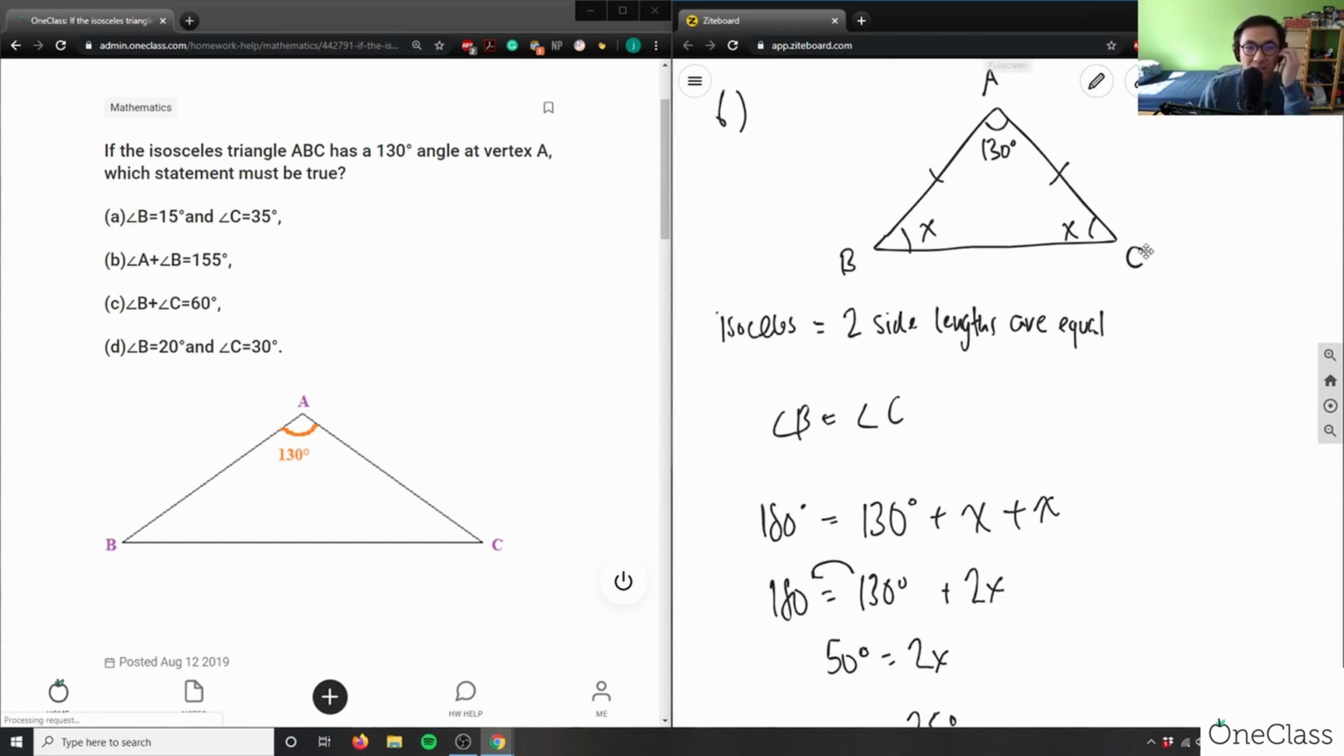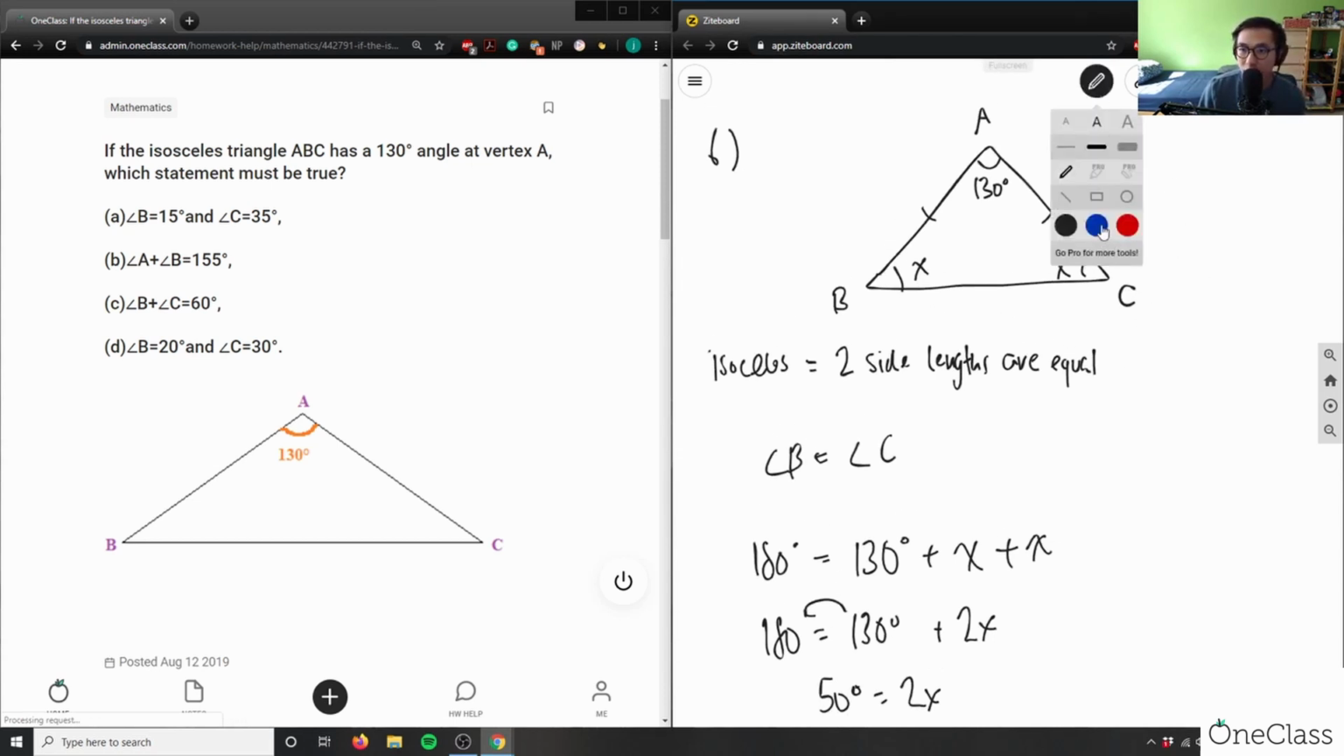On both B and C, right? So x here is 25 degrees, and this is 25 degrees. That's all the information we're given with this problem. I know that two side lengths are equal, and I've solved for all my angles. So let's look here. Statement A says angle B equals 15 and angle C equals 35. In this case, they both equal 25, so answer A is wrong.